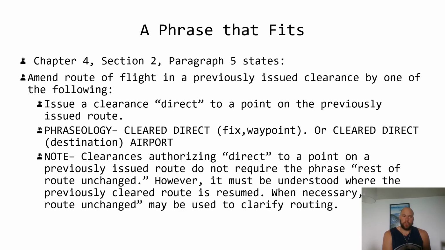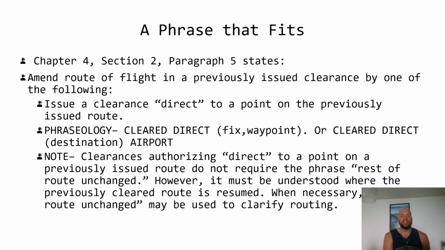Keeping in touch with a phrase that fits, still in Chapter 4, Section 2, Paragraph 5. Next example states, amend route of flight in a previously issued clearance by one of the following. Issue a clearance direct to a point on the previously issued route. Phraseology: clear direct fix or waypoint, or clear direct destination airport. Oh, that's exciting. I'm sure pilots love getting this one.